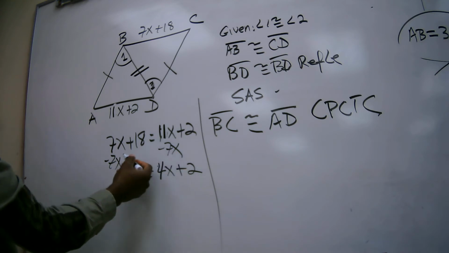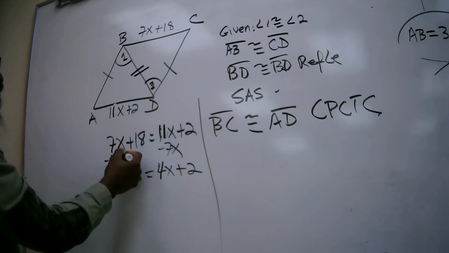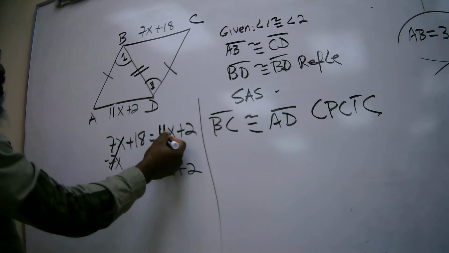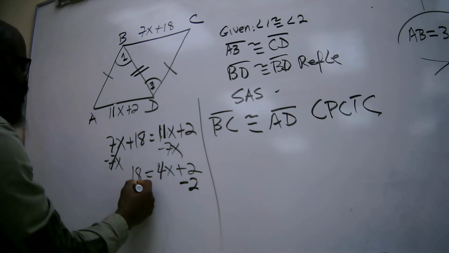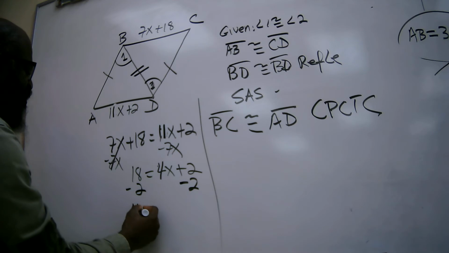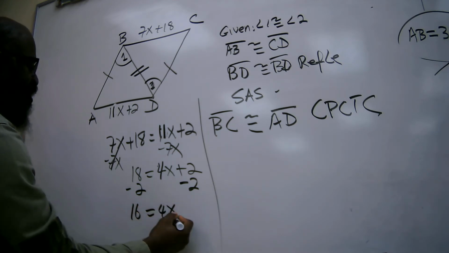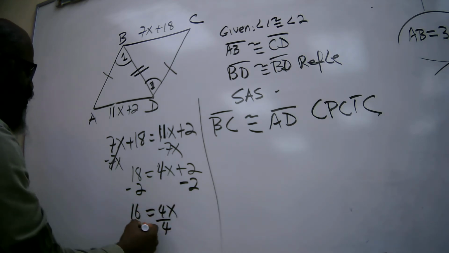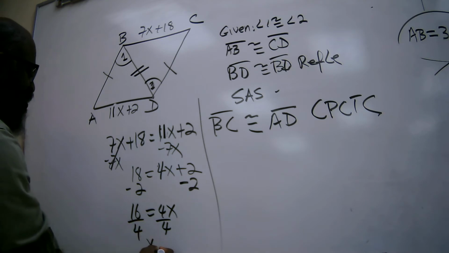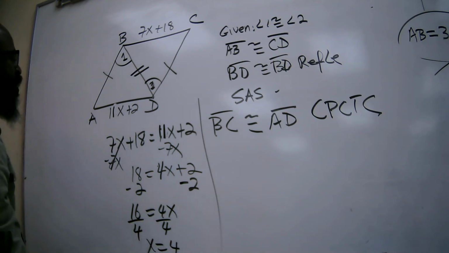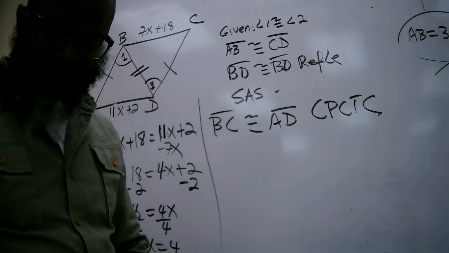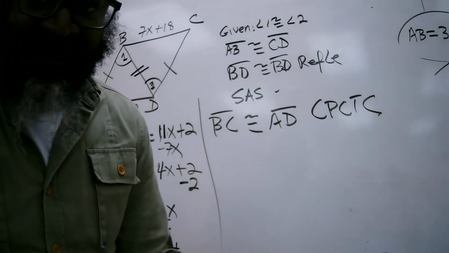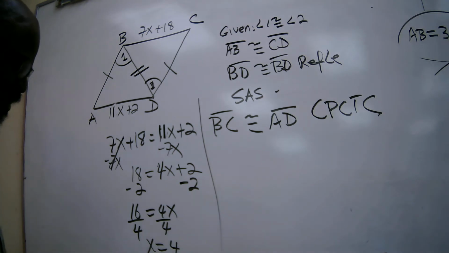Then we subtract 7x from each side. This cancels with that. Then 11 minus 7 is 4x, and then you subtract 2 from each side. Then you'll have 16 is equal to 4x. Then you divide by 4. In this case, x is 4. Then that's how you justify your answer. Then we're done with this problem. We have another big one, then we can call it quits.